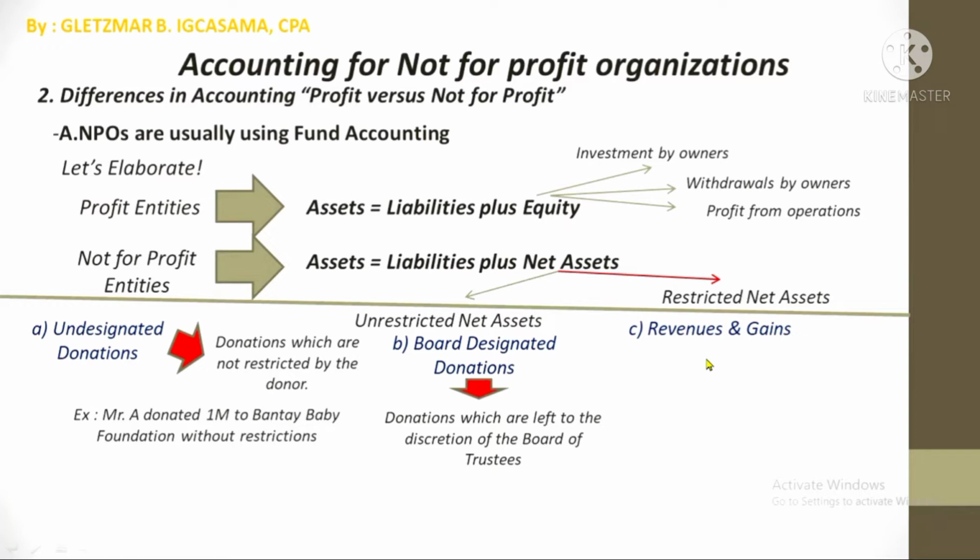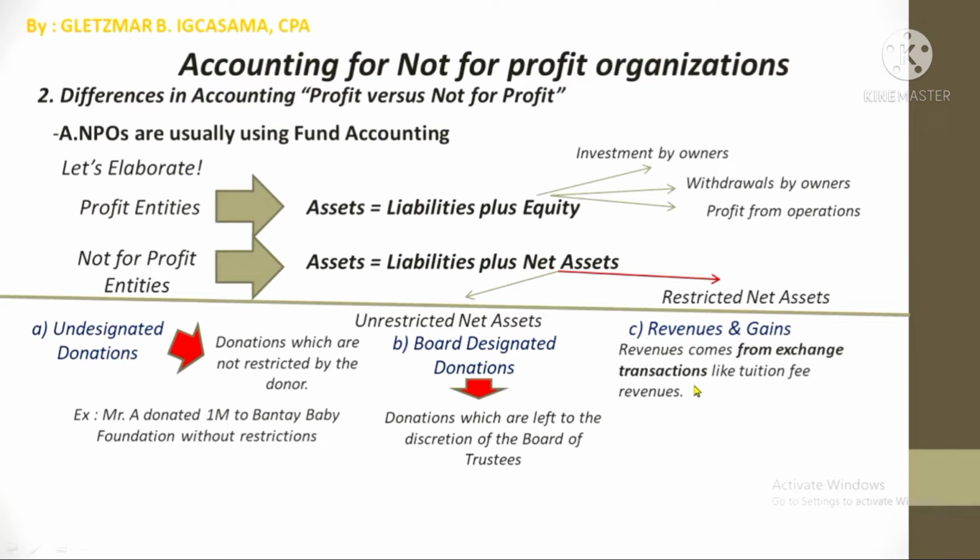Actually, NPOs can earn revenues from its own operations. Like for example, a not-for-profit hospital can earn revenues from patients, right? I hope that's clear. Well, we are at this point, but we still need to differentiate revenues from gains. Revenues come from exchange transactions. Example, tuition fee received is considered as revenue of a not-for-profit school.